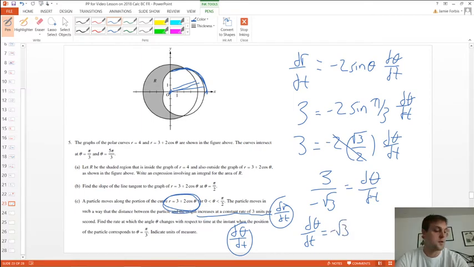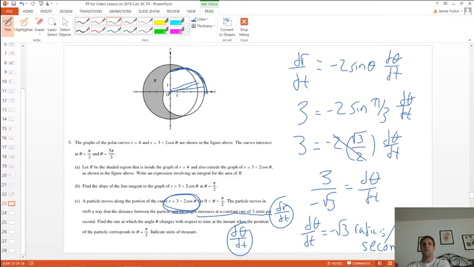further. And the units of measurement is, we're talking about d theta over dt, so that's going to be radians per second. Radians per second. There you have it. That was question number 5.